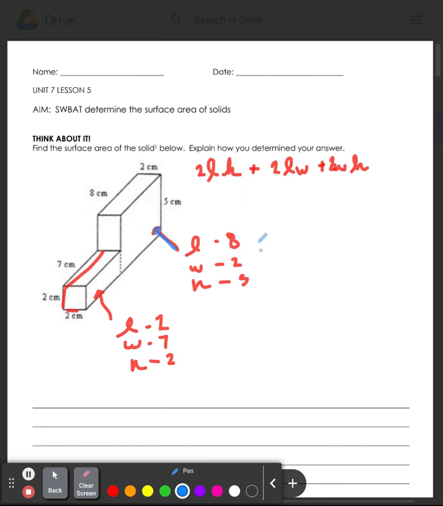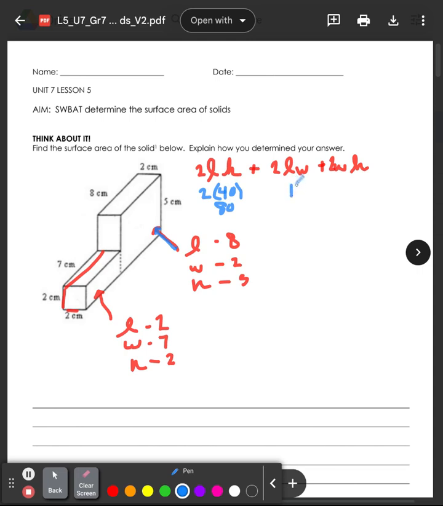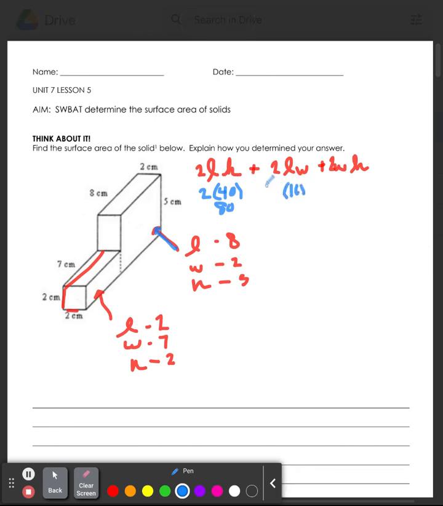Length times height, so 8 times 5 is 40, and then 40 times 2, since there's a front and a back, that would be 80. A length and a width, 8 times 2 is 16, and then 16 times 2, that's 32. And then width times height, which is 2 and 5, which is 10. And then multiplying that times 2, that gives us 20.